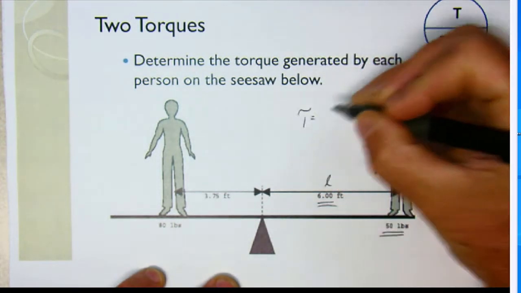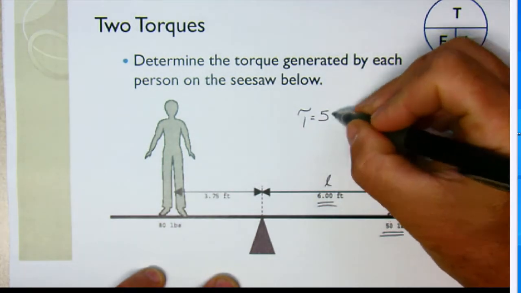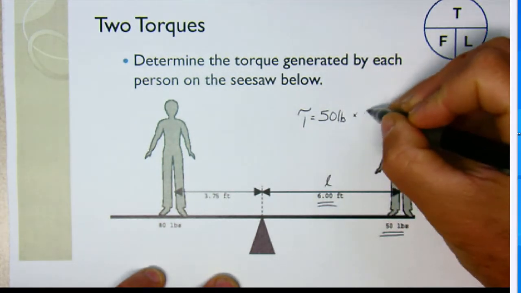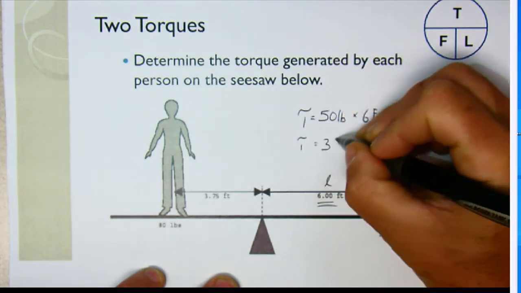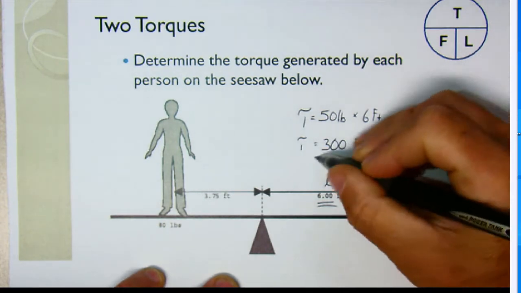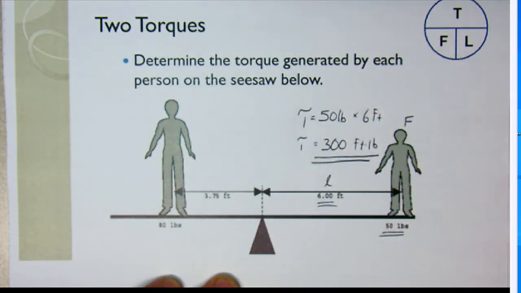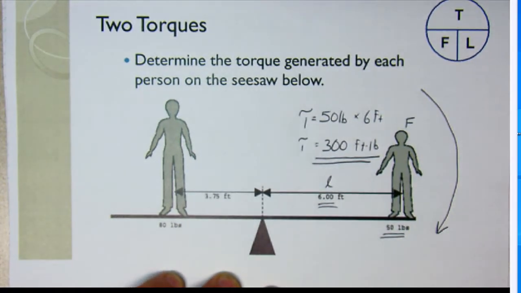So his torque is going to be his force times his lever length. That is to say 50 pounds times 6 feet. And if we do that, we end up with 300 foot-pounds of torque. Nice job, kiddo. 300 foot-pounds of torque. That's a lot of torque. Now, his torque is, in this picture, clockwise.